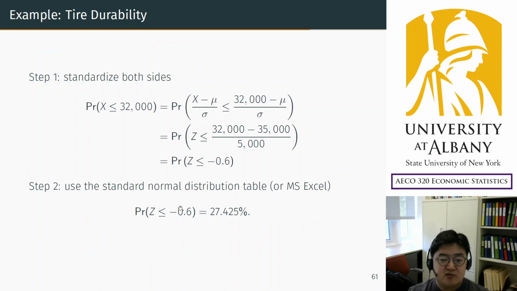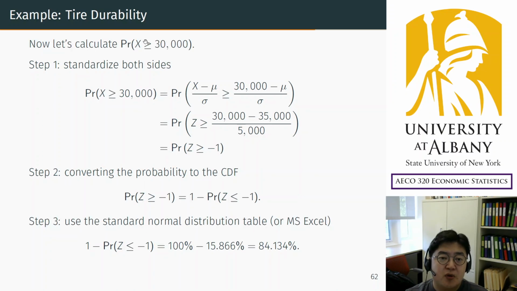So far, what was simple is after transformation, after standardization, you get a CDF, probability smaller than something. Probability smaller than something is exactly the CDF. So it was easy to calculate. But what happens if you want to calculate probability greater than something? So now let's calculate probability greater than 30,000 miles.